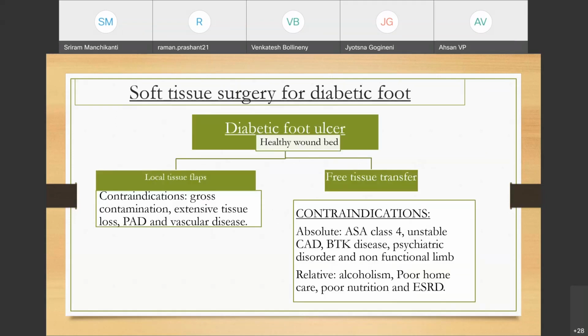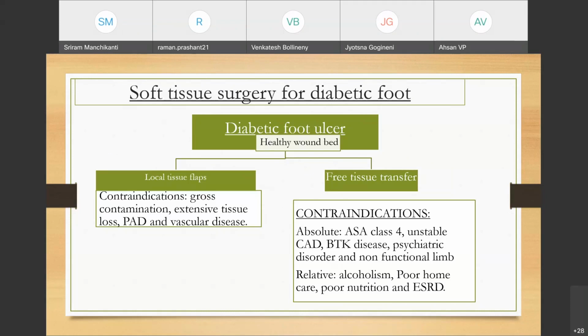So what are the soft tissue surgeries which can be done for a patient with diabetic foot? You have a diabetic foot ulcer, and you have a healthy wound bed. So what are the options for coverage? You have local tissue flaps and free tissue flaps, each of which has contraindications. The contraindications for a local tissue flap are gross contamination, extensive disease, and peripheral arterial occlusive disease.